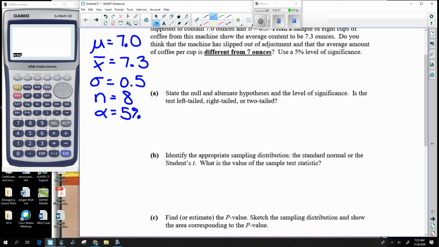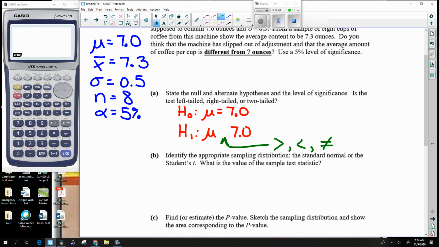Okay. The very first question wants our null and alternate hypothesis with the level of significance and the type of tail: left, right, or 2. The null hypothesis is H naught. That is what the historical average is right now, so it's 7. And then your alternate hypothesis is pretty much the same symbol and same number, but you need to decide what symbol goes in there. Is the average bigger than, less than, or not equal to? That's usually coming from the question itself.